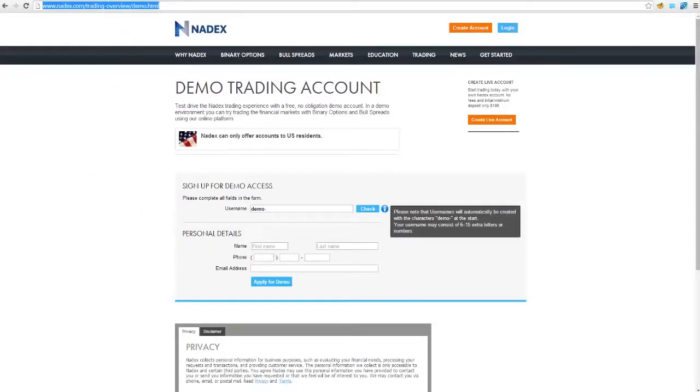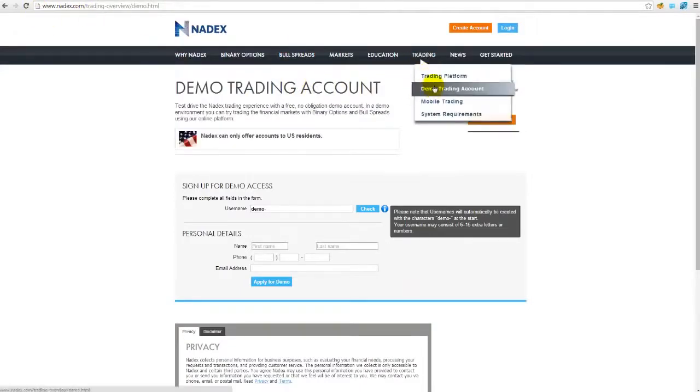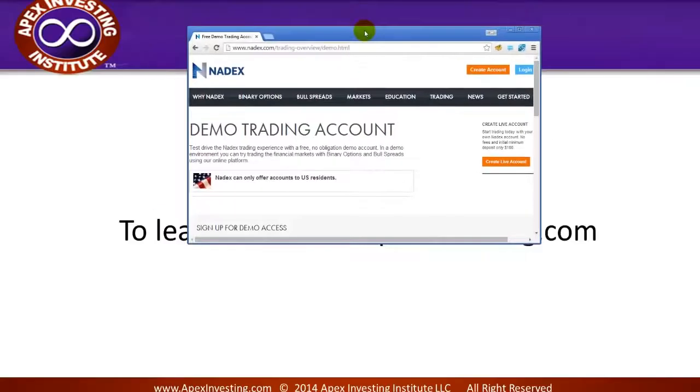Fill in your username, your first name, your last name, and the password, and hit apply for a demo. So again, that's nadex.com. Click on trading and demo trading account, and that'll get you all set up. They'll send you an email, and you'll be able to log in right away. Once you log in, the next tip I have for you is to change your password to a secure password that you're going to remember, because there's a good chance you'll forget whatever password they give you.